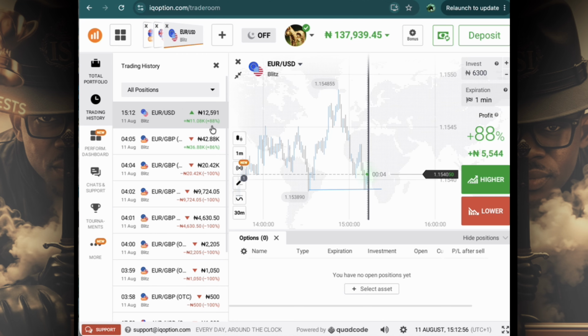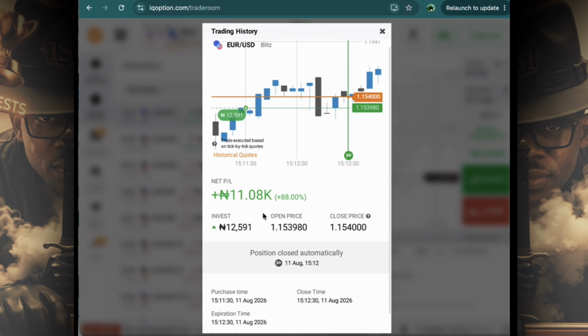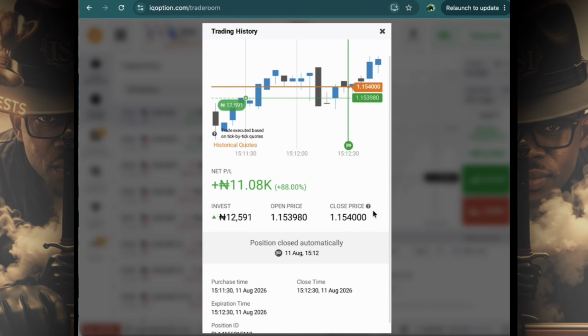It worked in our favor. It's a high win rate strategy. It gave us 11,000 naira. Look at the time. It's a winning trade. Very good. So we take note of it, and that's just simply how the strategy works. If we had lost that trade, we won't trade here anymore. We'll go to another asset and wait for the same entry.